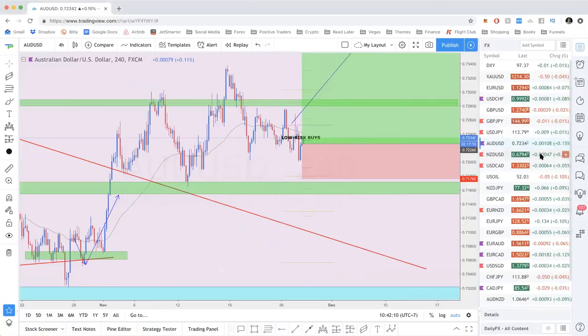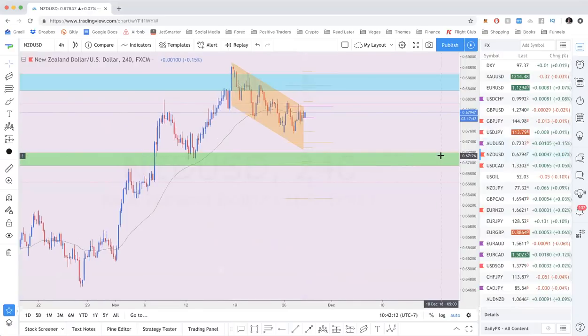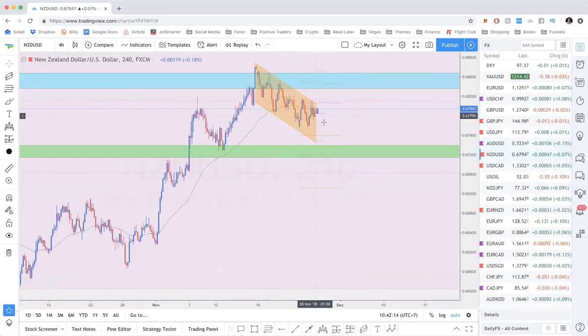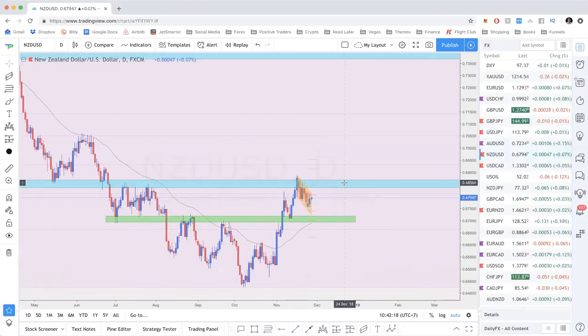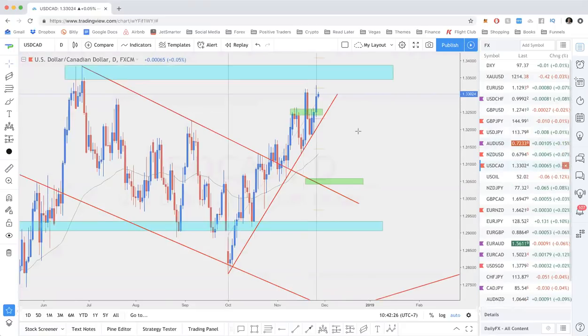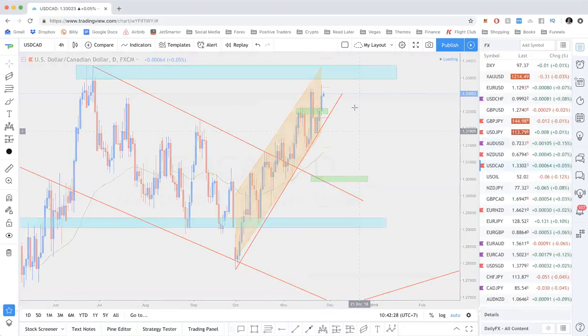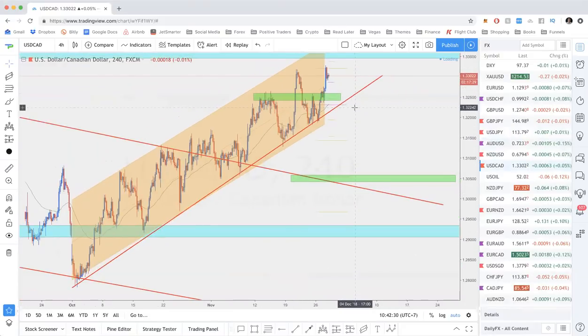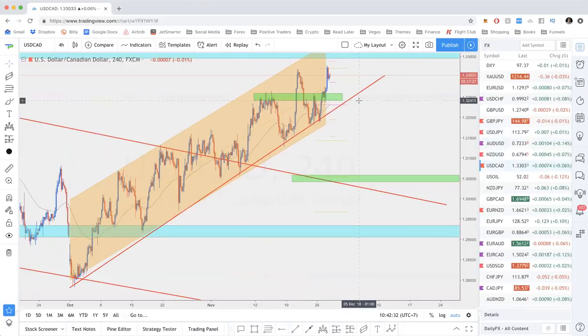NZD USD, kind of similar situation. It's in this descending channel, so just something to keep in mind. If it breaks out of this channel, that's going to be a kind of confluence to strength on AUD/USD, because these two pairs have a positive correlation. Then we have USD CAD. USD CAD is still in this channel. It is still just sticking in this channel.